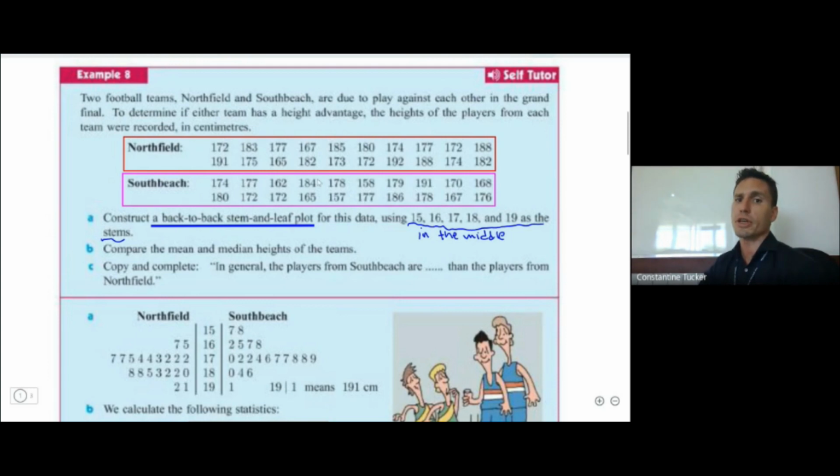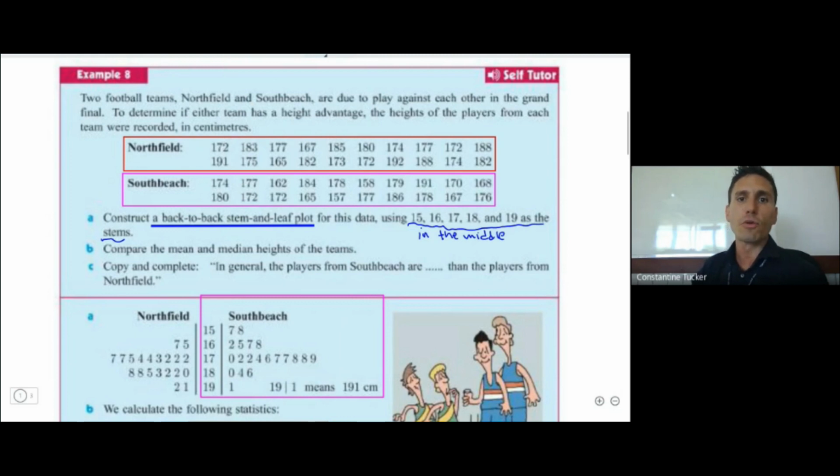16. Which numbers here start with 16? 162. So we put the 2 here. 168, so we put the 8 here. 165, so we put the 5 here. 167, so we put the 7 here. Exactly. So you get the picture. This is going to be then the stem and leaf plot for South Beach. Let's make that then the purple one.